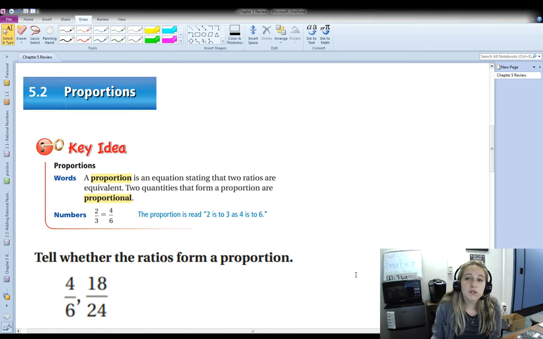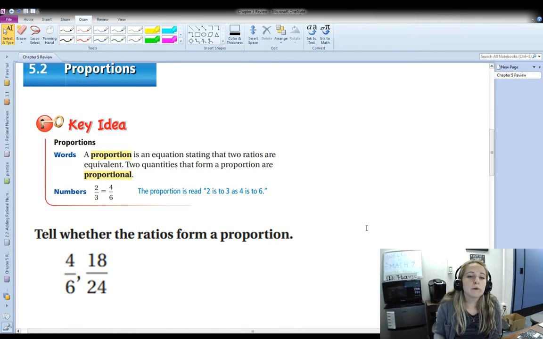Now let's move to 5.2, which is proportions. So remember here, the key idea. A proportion is an equation stating that two ratios are equivalent. Two quantities that form a proportion are proportional. So read this over here. So we have 2/3 and we have 4/6.